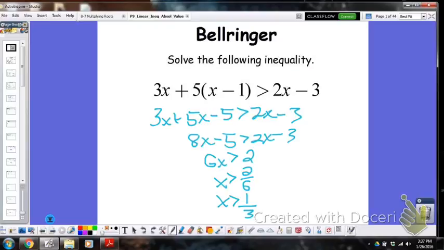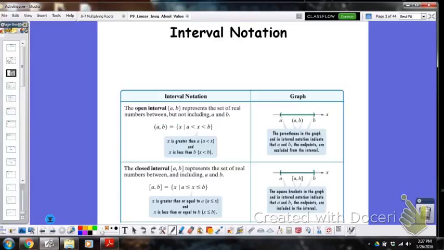So your solution should be x is greater than 1/3. We're going to start today off by talking about interval notation. Now, interval notation is another way of writing an inequality.